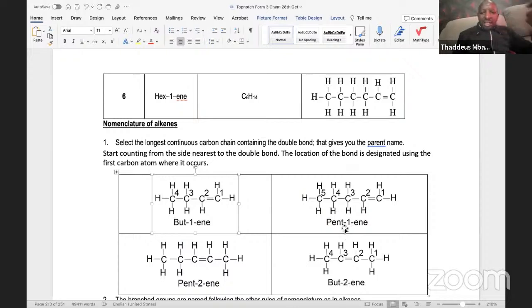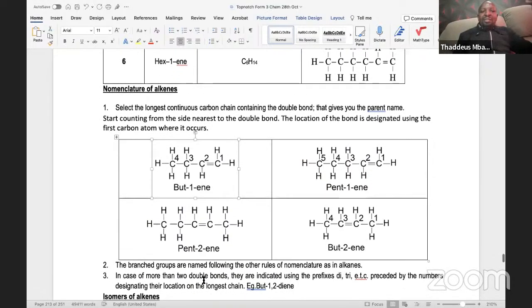The same for pentene. So we have 1, 2, 3, 4, 5. The double bond occurs between the first and the second. So the name is pent-1-ene. Pent because it is 5 carbon atoms. 1 because it has a double bond occurring between the first and the second. And ene indicates it has a double bond. Then we can also have pent-2-ene. And I think that is very clear about naming of alkenes. That okay?